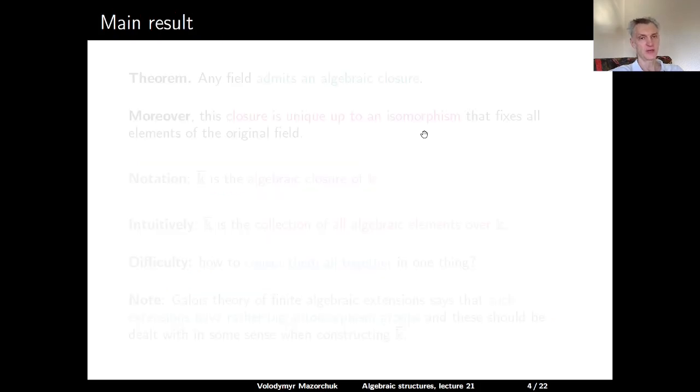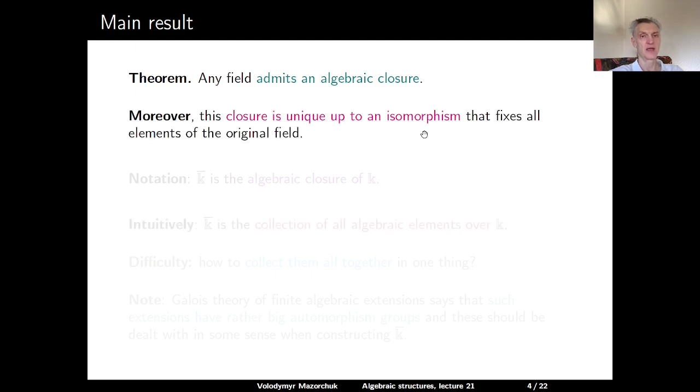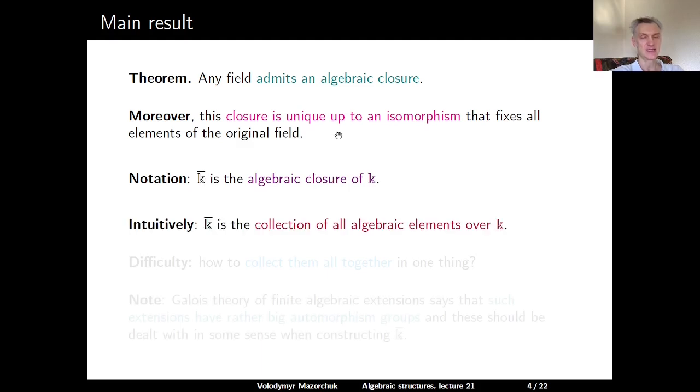Now we can formulate the main result of today's lecture. Theorem: any field admits an algebraic closure. Moreover, this closure is unique up to an isomorphism that fixes all elements of the original field. Notation: so the algebraic closure of the field K is denoted by K overlined. And intuitively we can think of K overlined as the collection of all algebraic elements over K.